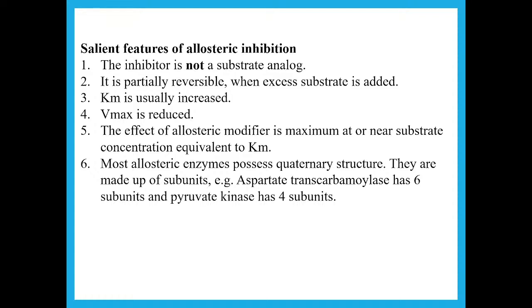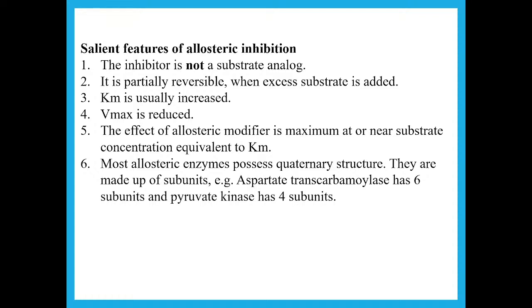The effect of an allosteric modifier is maximum, or near maximum, when the substrate concentration is equivalent to Km, definitely near the Km only. Most allosteric enzymes possess quaternary structure; they are made up of subunits. For example, aspartate transcarbamylase has 6 subunits and pyruvate kinase has 4 subunits.